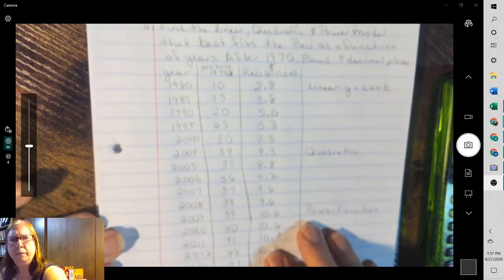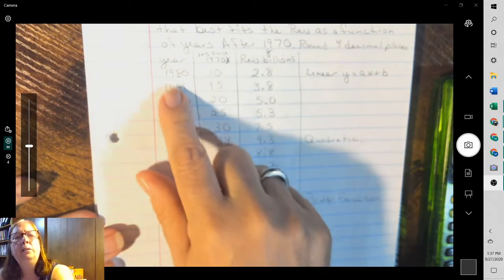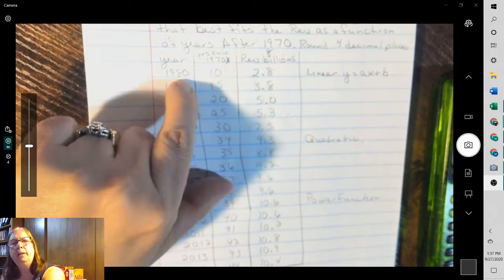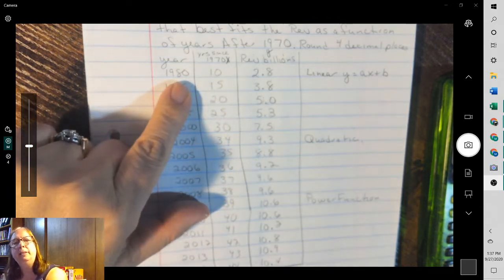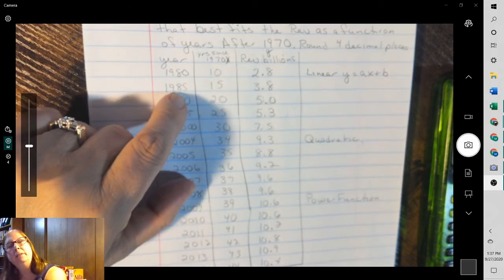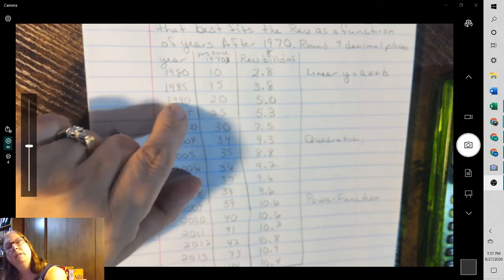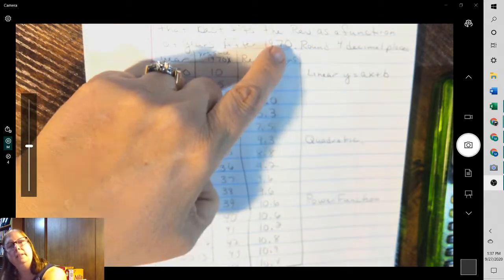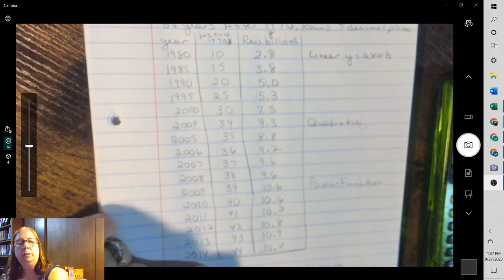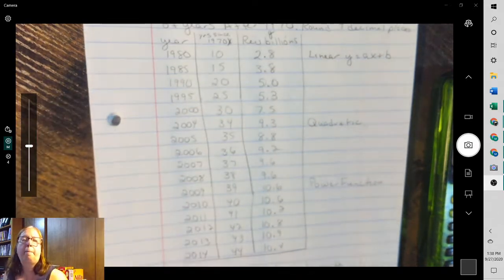Since it wanted years after 1970, I took each of the years and I subtracted 1970 from it. So 1980 minus 1970 gave me 10. Subtract 1970 from this one, get 15. Each one I just subtracted the 1970 to find out how many years it was. So that's how I found these.